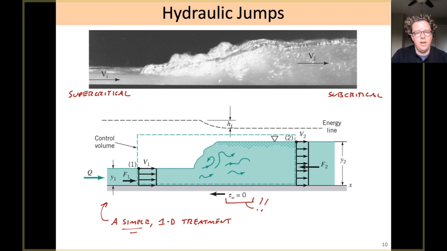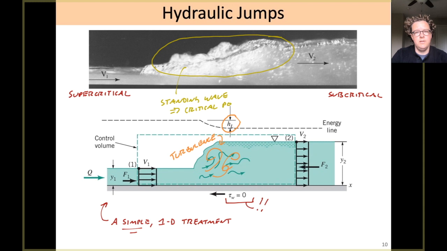But we still have those hydrostatic forces, F1 and F2. We've got a depth of flow on the left and right, Y1 and Y2 respectively, and similarly a velocity, V1 and V2. In the middle of this hydraulic jump, we have all of this turbulent mixing as indicated by the squiggly lines, and that causes a net head loss. So we're dissipating energy as we flow through the middle of this hydraulic jump. You can see that turbulence visualized in the top part of your slide.